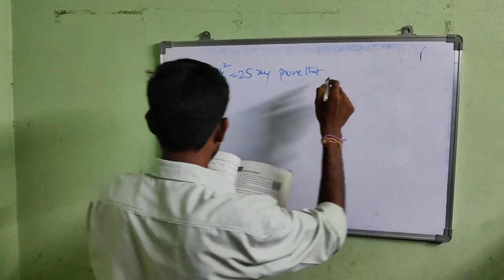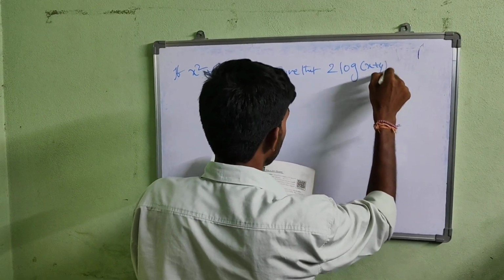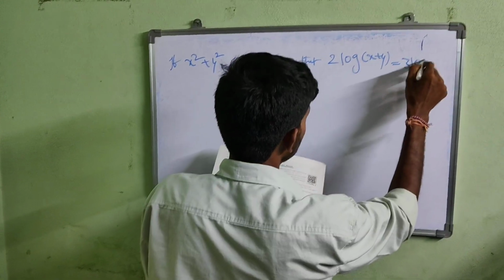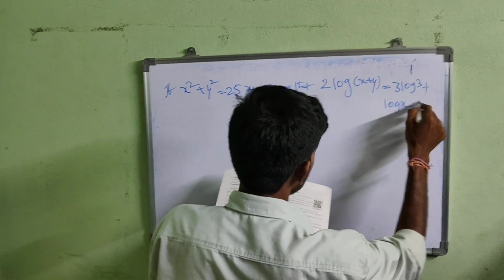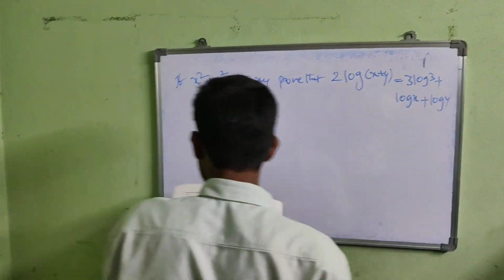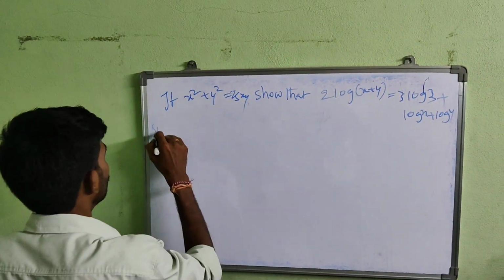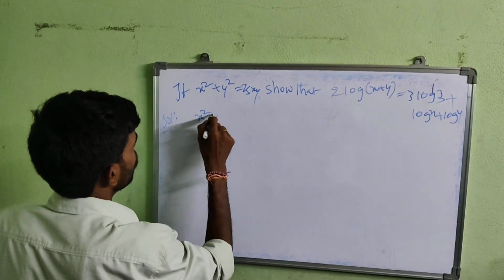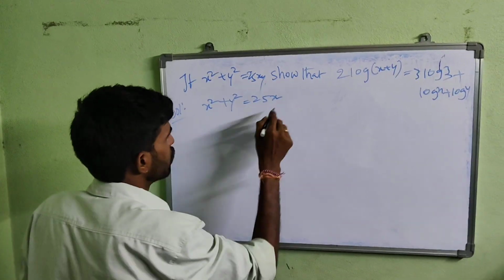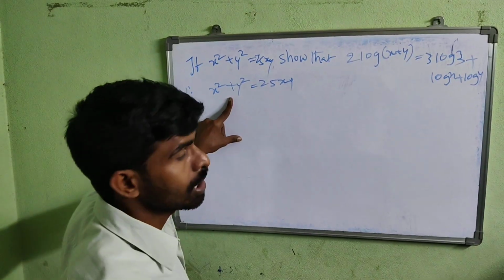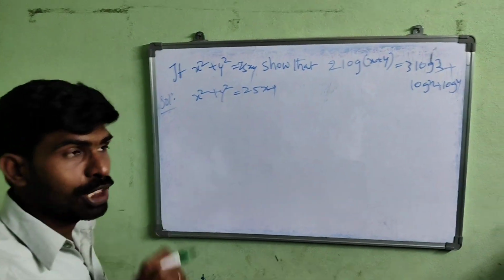Prove that 2 log of x plus y equals 3 log 3 plus log x plus log y. Now we need to show this. X square plus y square equal to 25xy. Take a plus b whole square equal to a square plus b square plus 2ab. Plus 2ab is there.